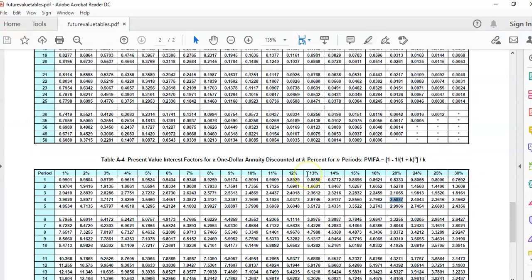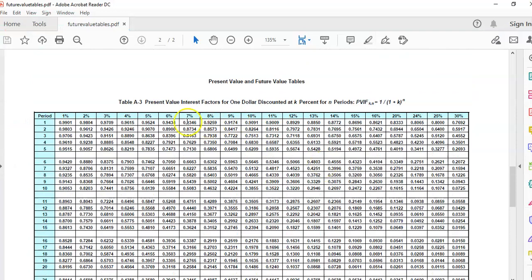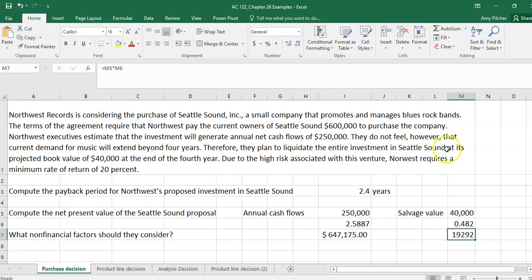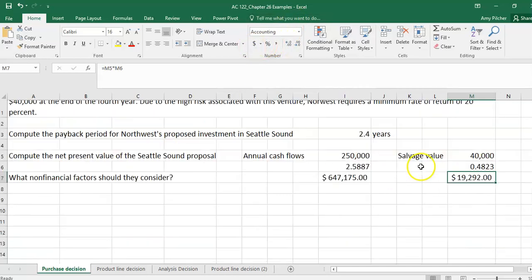For the salvage value, that is the present value of $1. Our rate is still 20%, and we're still looking at 4 time periods. That value is 0.4823. We take the cash flows times the factor, so we get the present value of the cash flows and the present value of the salvage value.